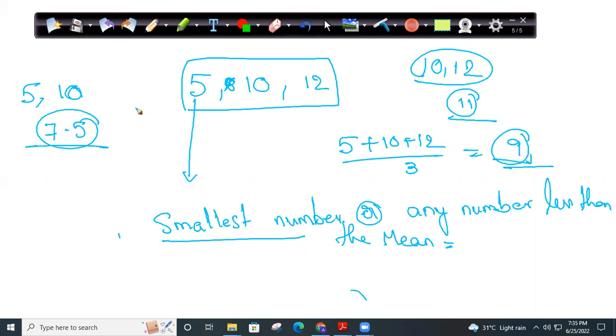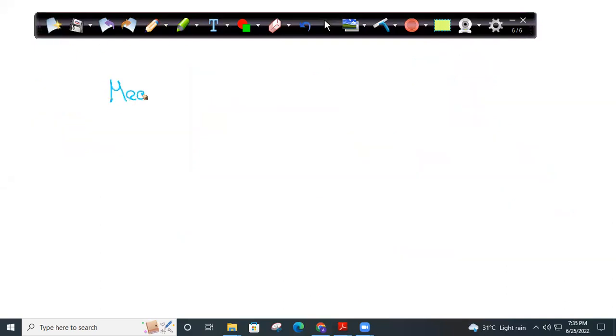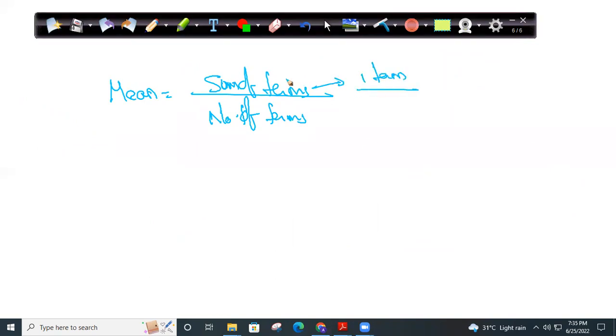And what is the meaning of mean? The meaning of mean is sum of terms by number of terms. If even one term changes, the sum changes, so definitely the mean will change. Mean gets affected very easily, but not the case with the median.